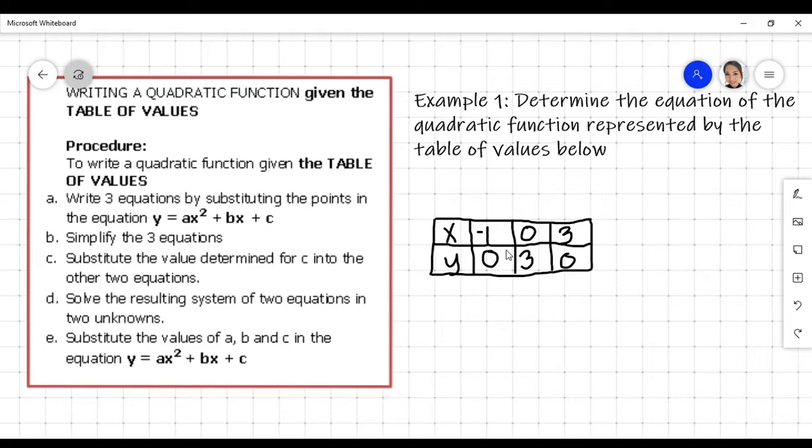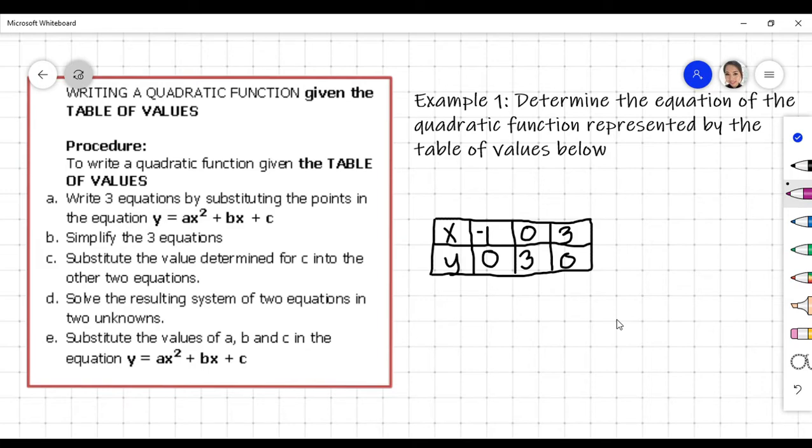And then, afterwards, if we have a value of c that we can substitute in two equations, then we will substitute it and then we will have to solve the resulting system of equations and then simplify. So first, let's write the 3 equations.